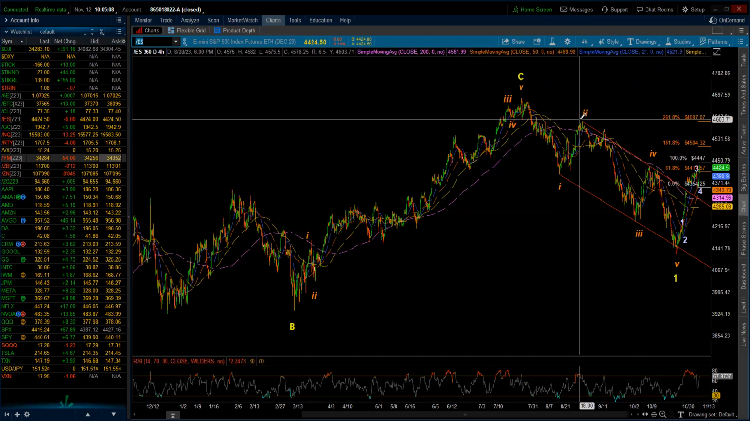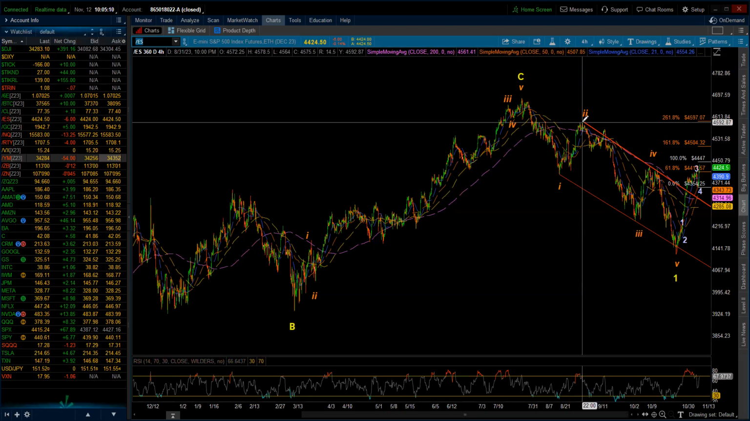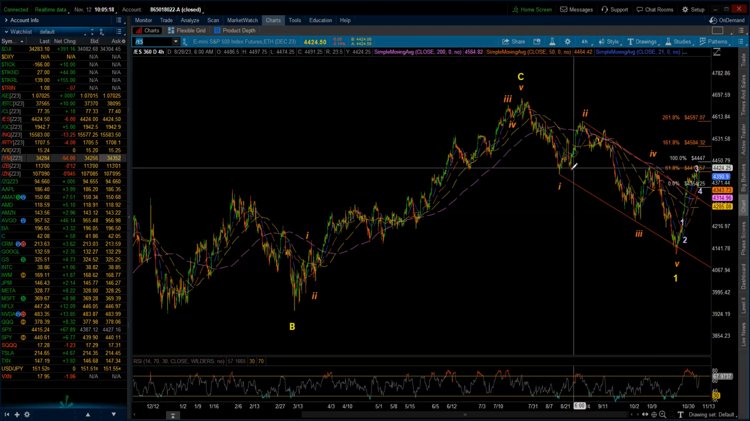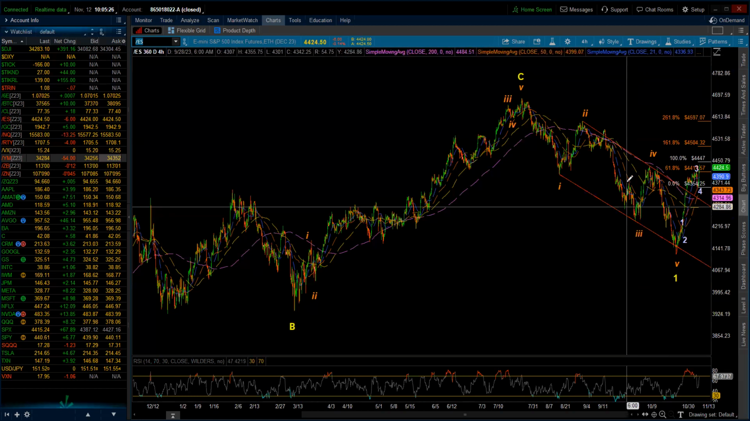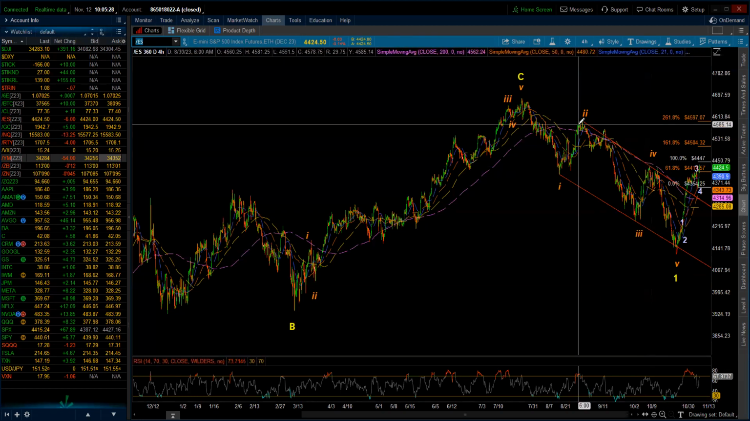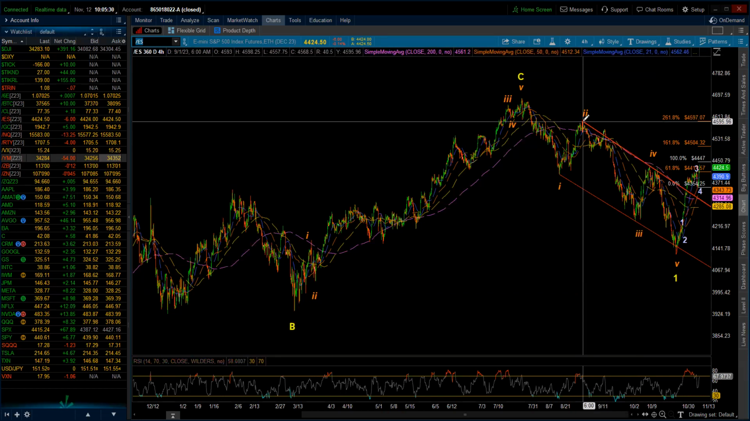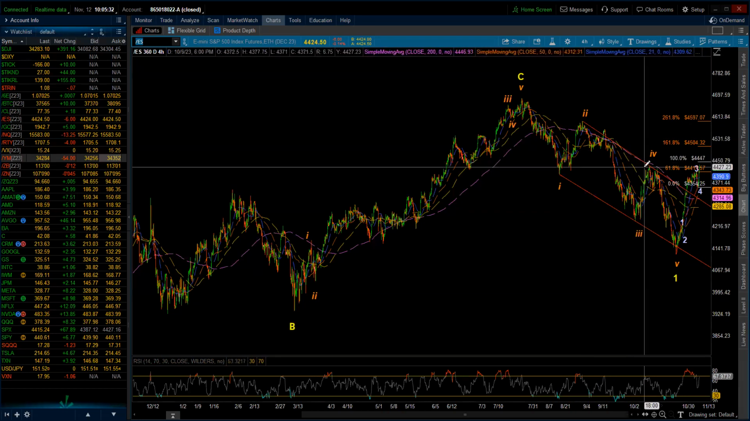Wave 2 never goes beyond the start of wave 1. Well, there's the start of wave 1, here's wave 2, it did not go beyond. Wave 3 always goes beyond the end of wave 1. There's the end of wave 1, there's the end of wave 3. Rule met. Wave 4 never moves beyond the end of wave 2. There's the end of wave 4, there's the end of wave 2. We've met it.